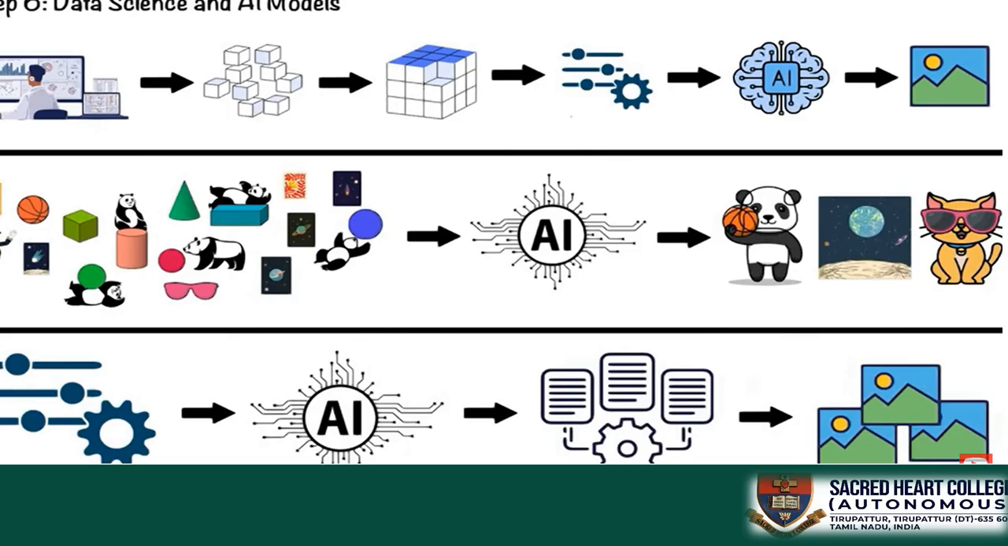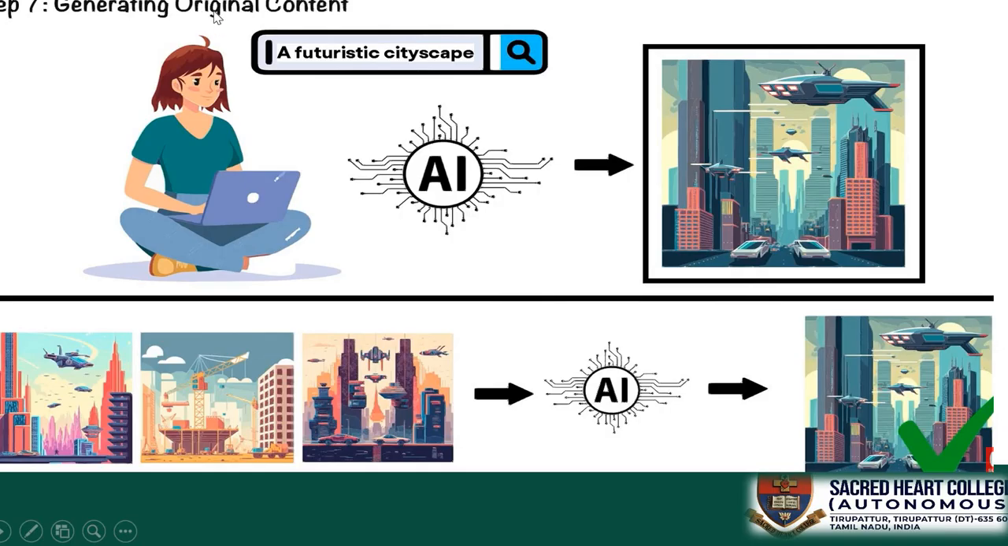So passing on to the next step, that is generating original content. Here, using AI, likely focusing on AI powered image generation. In this section, AI generates an image from text. A person representing a user enters a text prompt, a futuristic cityscape, into a search like input box. The AI system processes the input and generates the image of a futuristic city with skyscrapers, flying cars, and advanced transportation.